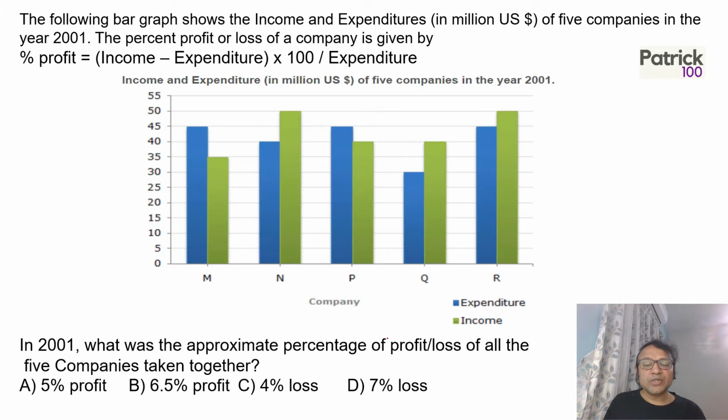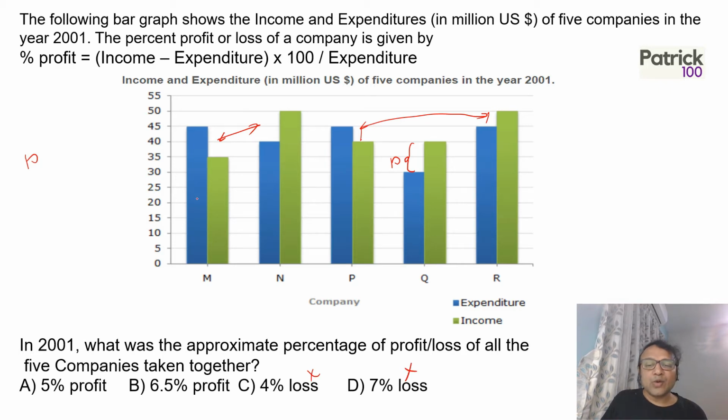What is the approximate percentage of profit or loss of all the 5 companies taken together? So M and N cancels out profit and loss. Similarly, if you look at P and R, it also cancels out, 1 bar profit and 1 bar loss. That means there's only profit here. So profit of 2 bars, which is 10. Okay, the profit is 10 overall for all the 5 companies. So that means C and D options are ruled out.